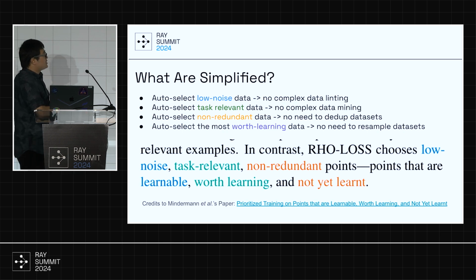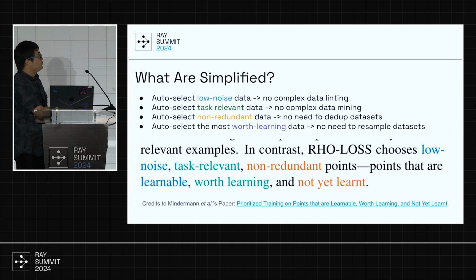So what are the simplifications here? Here is a screenshot basically from the original paper. In this paper, they claim that by using this, we are able to choose low noise data, task relevant data, non-redundant data. So what does it mean here?